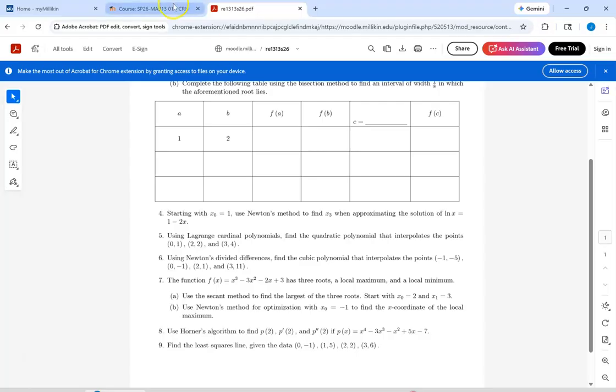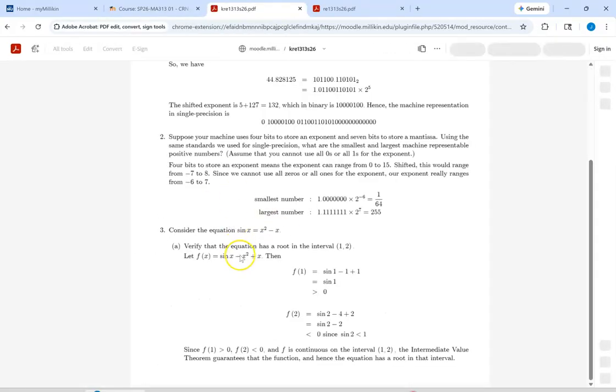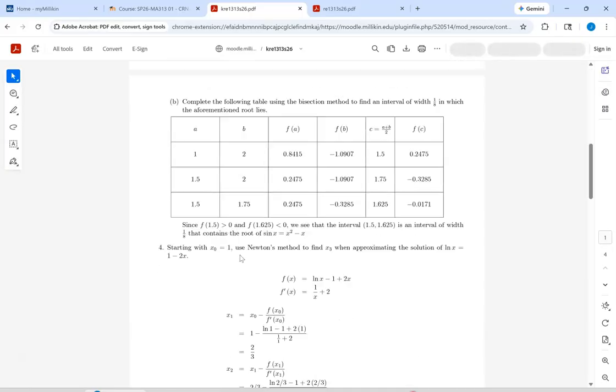So let me flip over here to the key real quick. Maybe it loads.